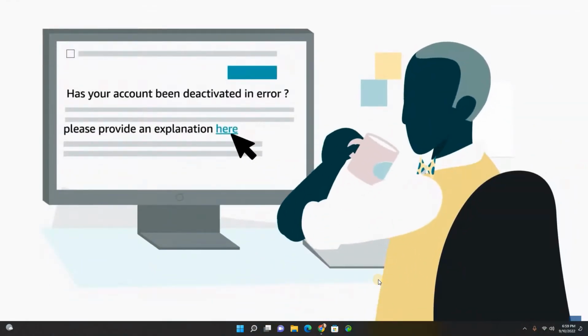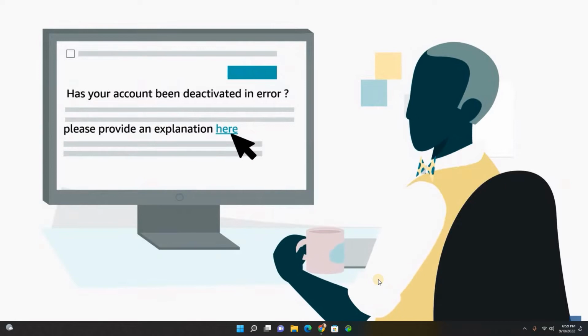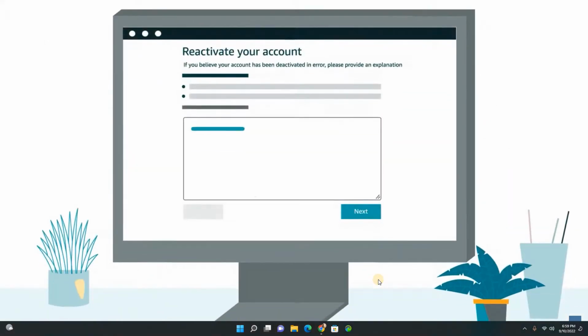Low competition from other sellers. Click the Please Provide an Explanation here link. No strong customer preference for specific styles, but better sizing or stretchier options. In the text box that appears, provide an explanation of why your account or listing should not be suspended.